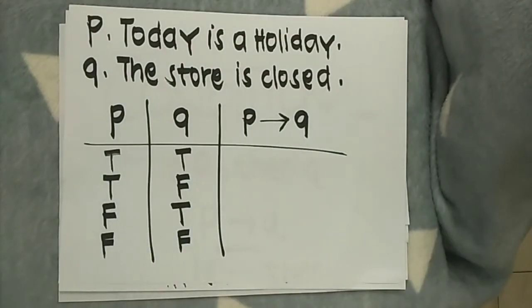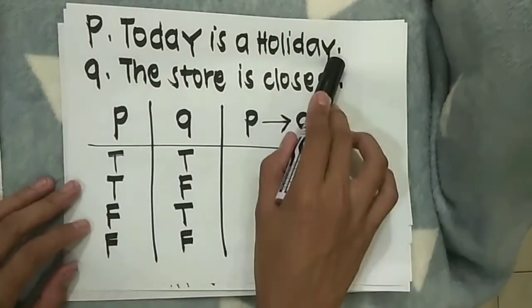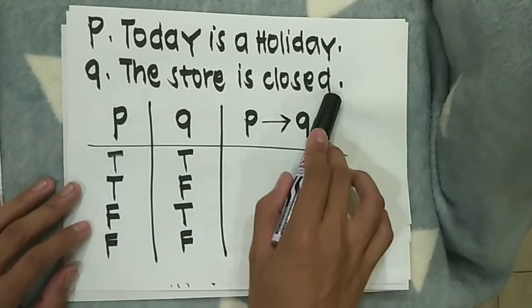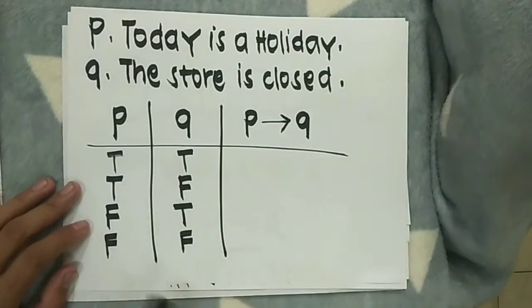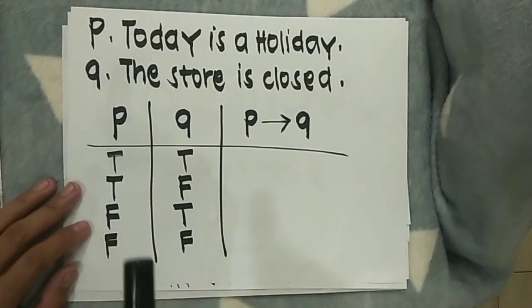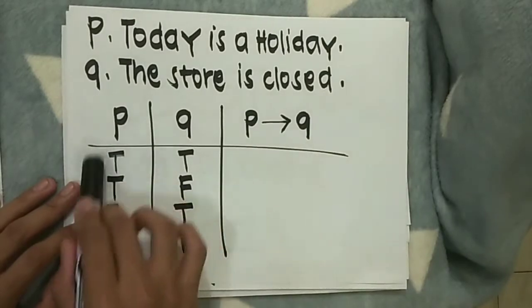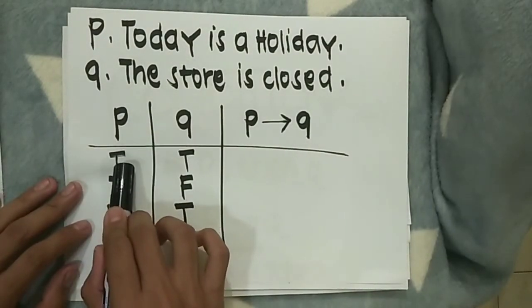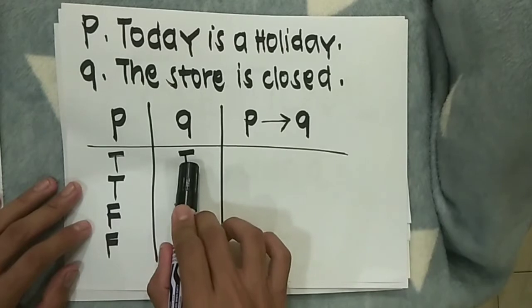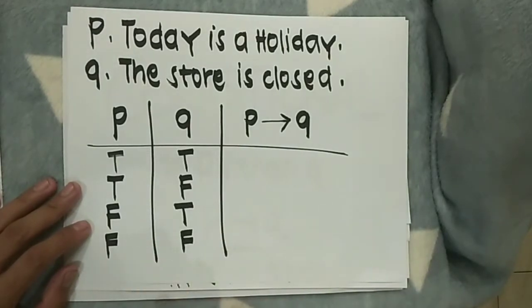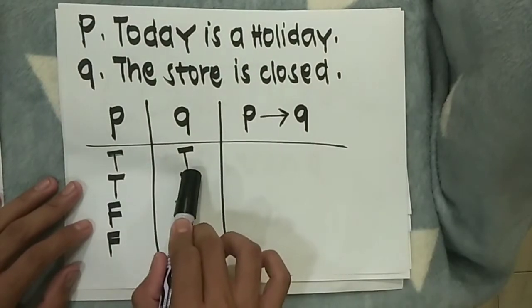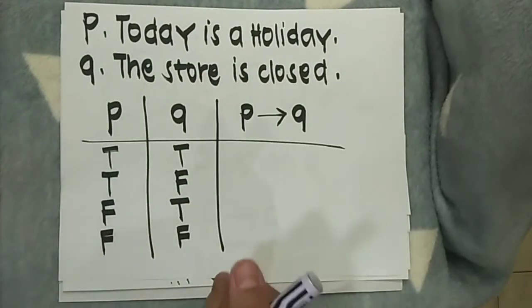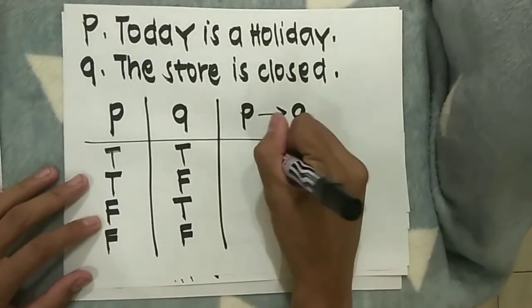So what we're doing is thinking in terms of the conditional statement: if today is a holiday, then the store is closed. And we want to see whether the expectation we would have from different conditions is met. So here's what I'm getting at. I know that today is a holiday and the store is closed. Then my expectation has been met. I expected the store would be closed because it was a holiday. So this is a true statement.